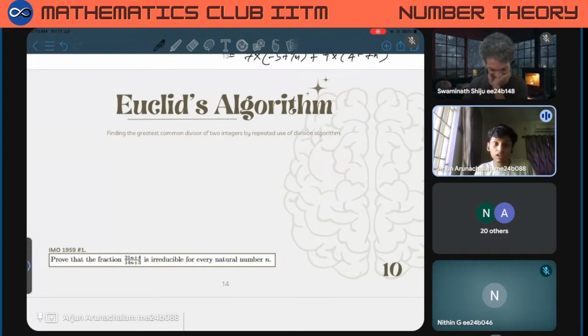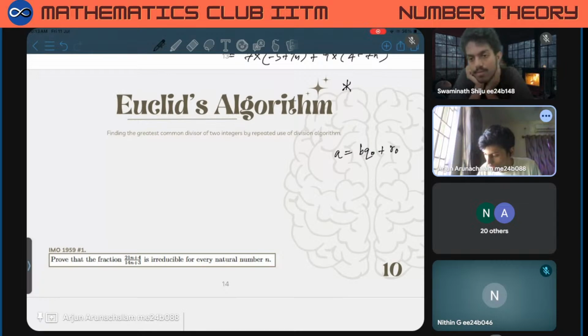talk about something called the Euclid's algorithm. So this is not the usual Euclid's algorithm, so I'll put a star here. The usual Euclid's algorithm goes like A is equal to B Q naught plus R naught, and then you talk in terms of Q naught is equal to some other... let's just not confuse ourselves with that. So the original Euclidean algorithm in essence is a repeated application of the division algorithm. So this is slightly different.